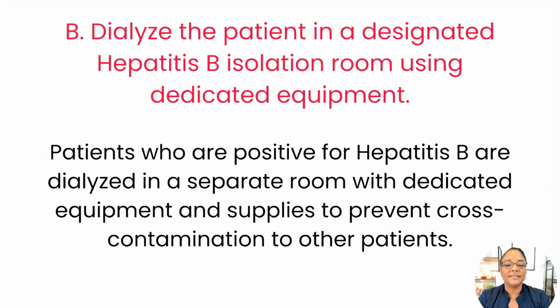If you chose B, dialyze the patient in a designated hepatitis B isolation room using dedicated equipment, you are correct. Patients who are positive for hepatitis B are dialyzed in a separate room with dedicated equipment and supplies to prevent cross-contamination to other patients. And super important that you clean well. The disinfection afterwards is going to be key. The hepatitis B virus can live on a surface for up to 7 days, and it can live in dry blood. So that is why it's so contagious.